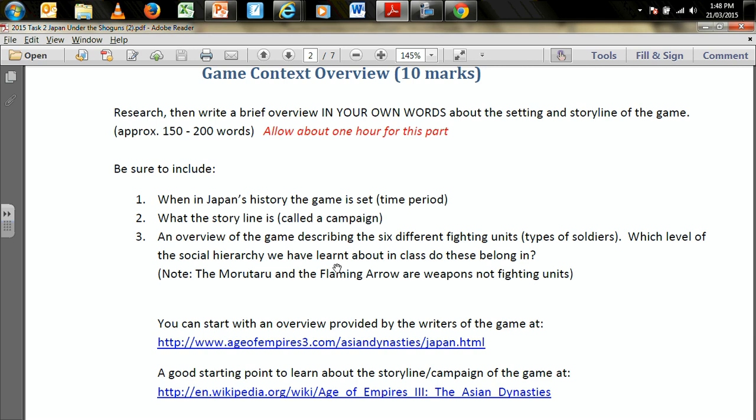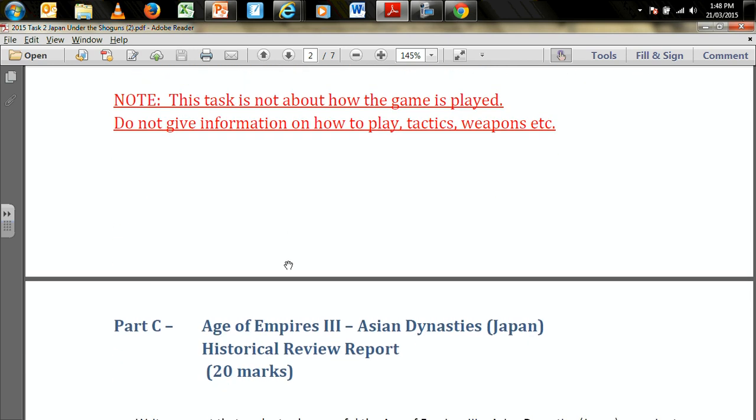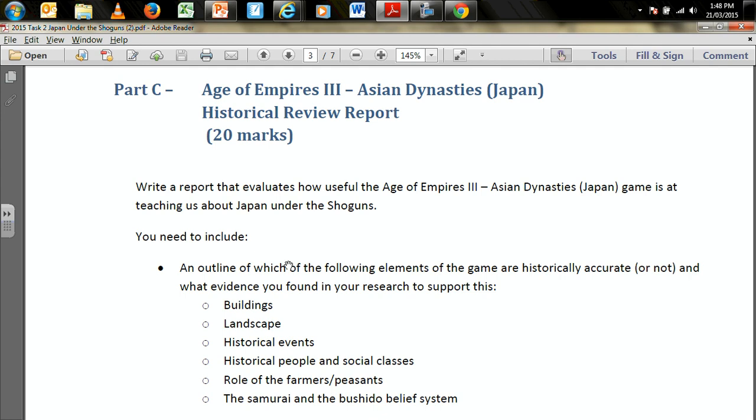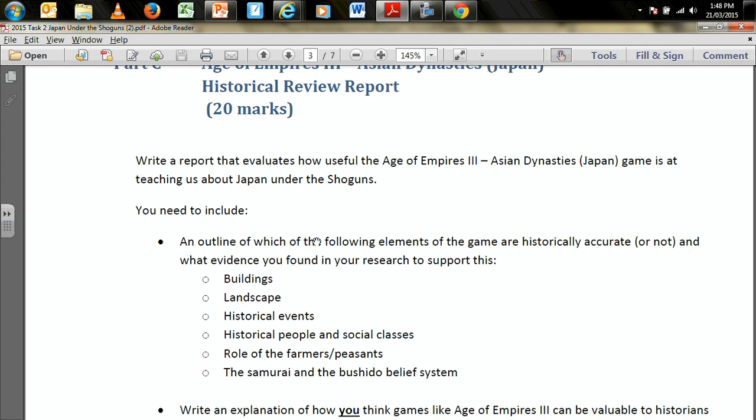That's all you need to do for that bit, and you've been given all of the information to be able to do it. So the last part of the assignment is for you to go through and say, historically, this game, Age of Empires 3, that was meant to be set in medieval Japan, which is the time when Japan was under the Shoguns, the information in the game and the setting of the game, is that actually historically accurate? So this is where it's important that you're going to be looking at different aspects of the game and trying to make an assessment about whether they were accurate or not. And I'm going to give you a little bit of an example of what that means.